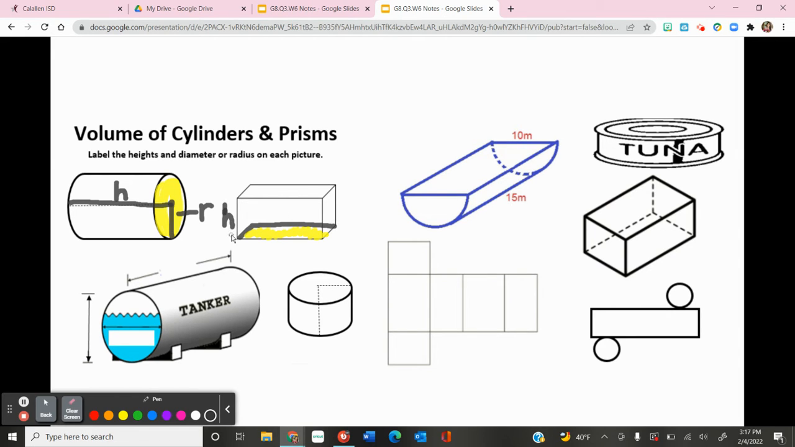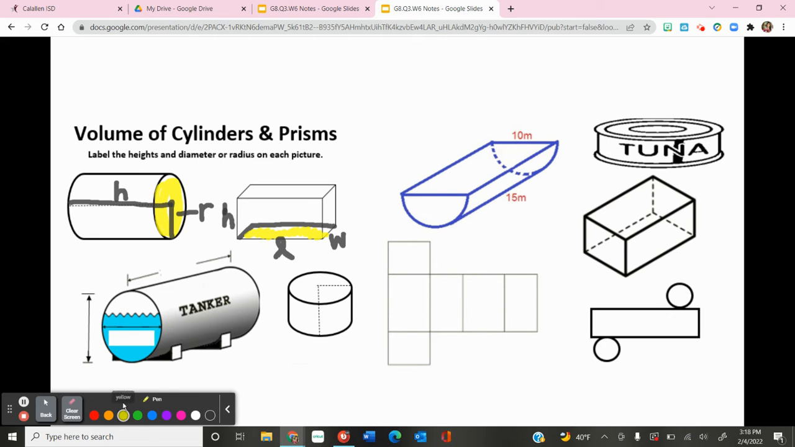Now, typically, you would need to know the formula for the area of your base, which for a rectangle is base times height. But you've known a different formula for a very long time, which is length times width. So what I like to recommend to students is to do length times width times height to find the volume of a rectangular prism.